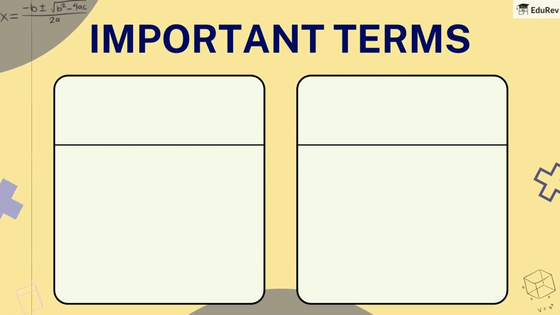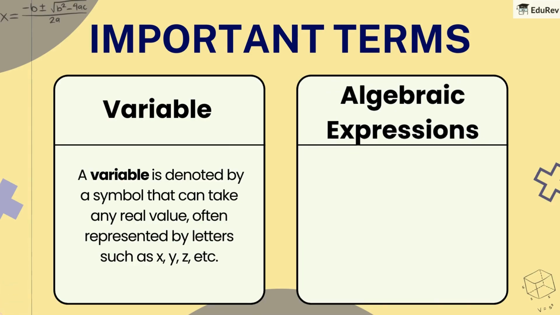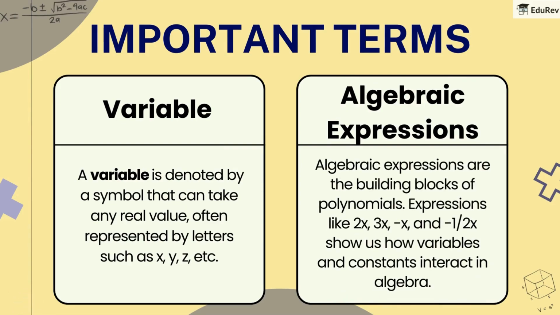Before we dive deeper, let's clarify some important terms. A variable is denoted by a symbol that can take any real value, often represented by letters such as x, y, z, etc. Algebraic expressions are the building blocks of polynomials. Expressions like 2x, 3x, minus x, and minus 1 upon 2x show us how variables and constants interact in algebra.